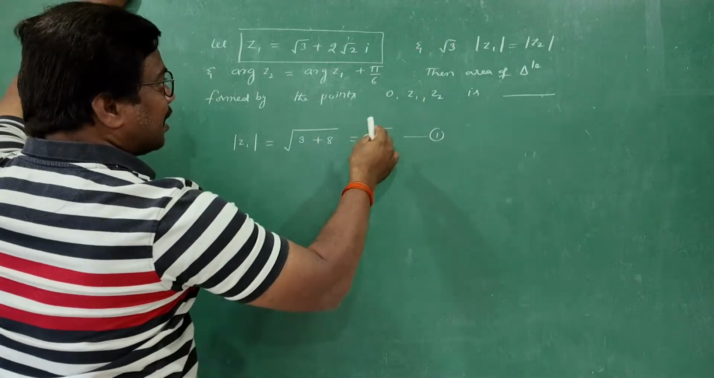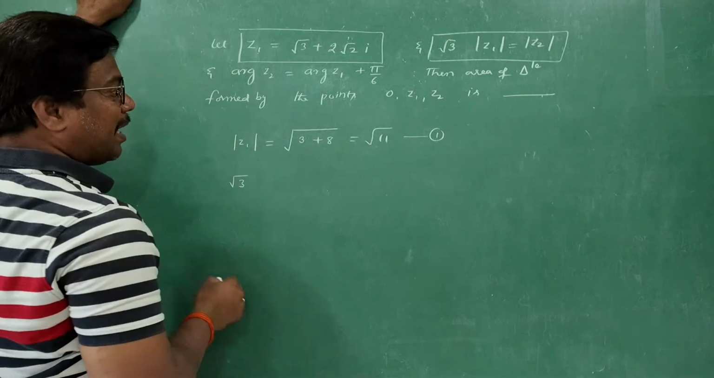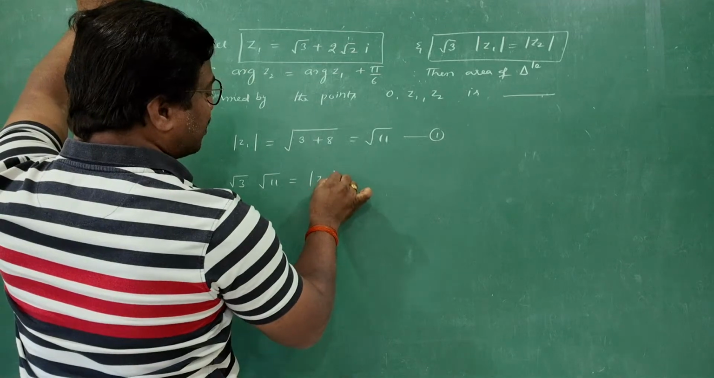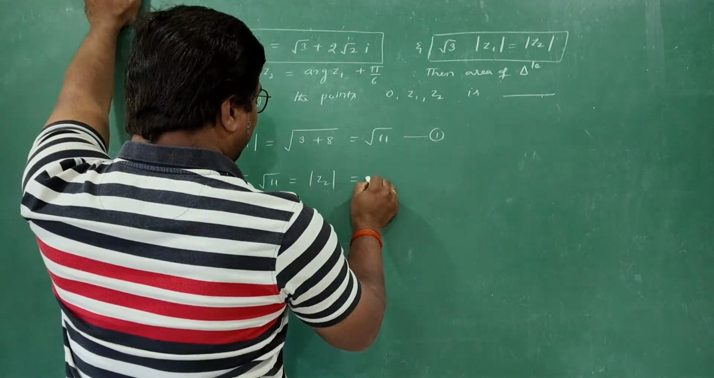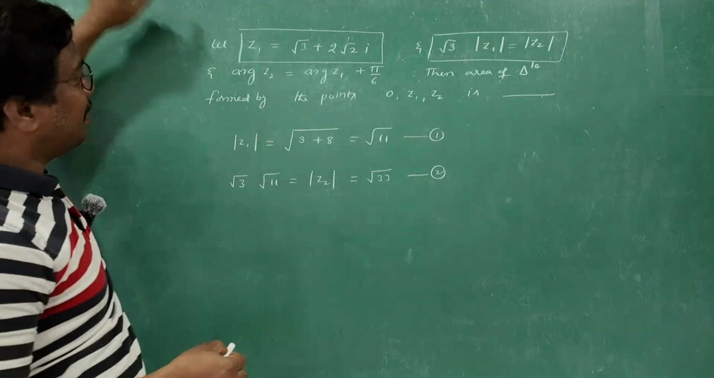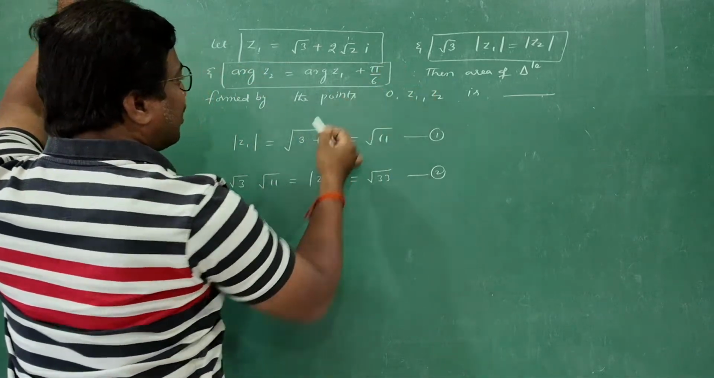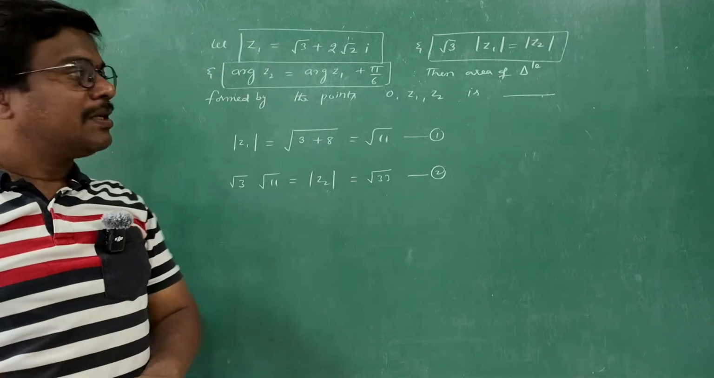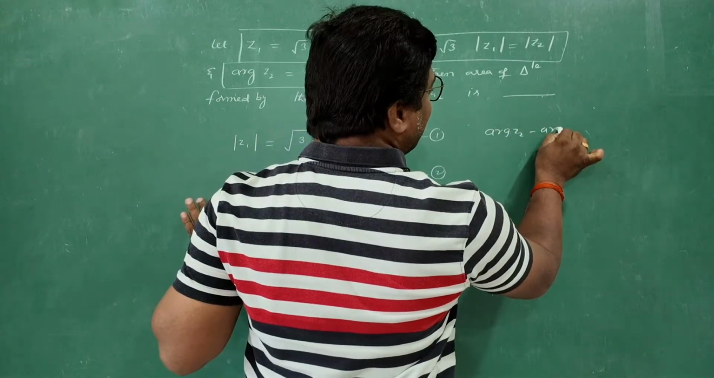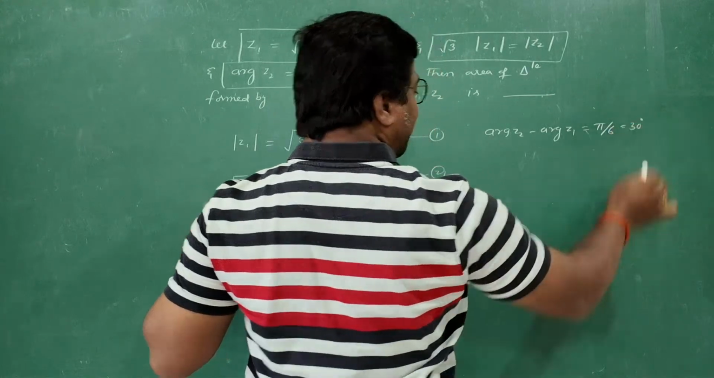And next, the second result I am going to use. You have left hand side root 3 multiplied by modulus Z1, nothing but root over 11, which is equal to modulus Z2. So I can write modulus Z2 as root over 33. That is the second result. And the third result here, argument of Z2 is given as argument of Z1 plus pi by 6. I can write argument of Z2 minus argument of Z1 is pi by 6, nothing but 30 degrees.